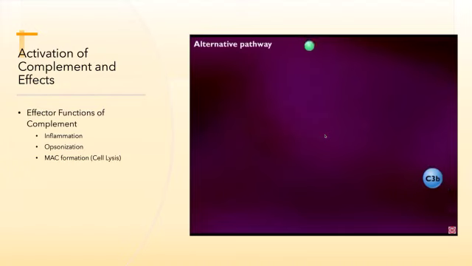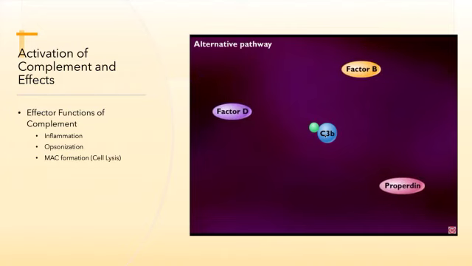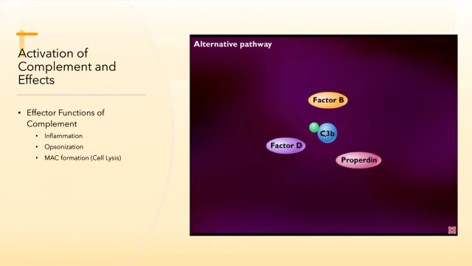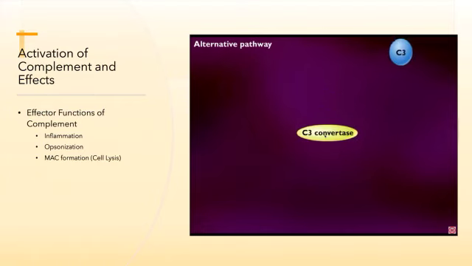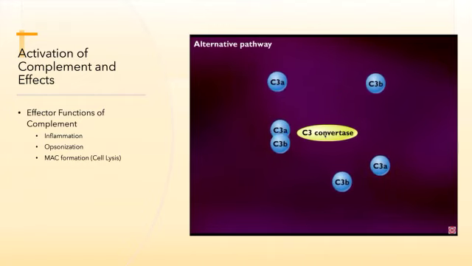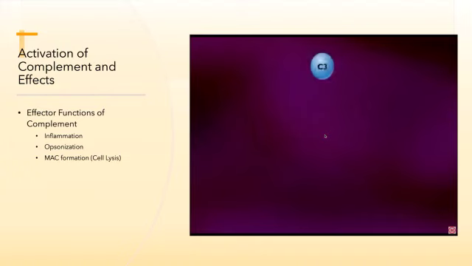In the alternative pathway, antigens such as endotoxin, polysaccharides, or cell wall components react with C3b. Small amounts of C3a and C3b are constantly being formed from C3, but without activation, they are soon destroyed. C3b reacts with the proteins factor B, factor D, and properdin to form a complex called C3 convertase, which cleaves C3 into C3a and C3b. Both of these pathways of complement activation follow the same sequence after cleavage of C3.